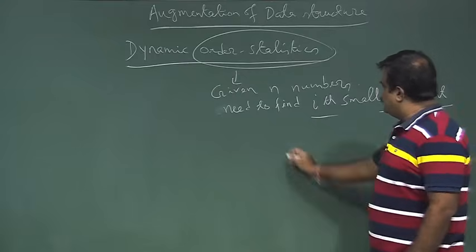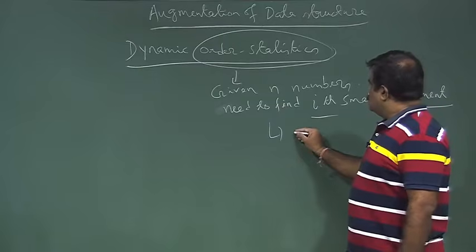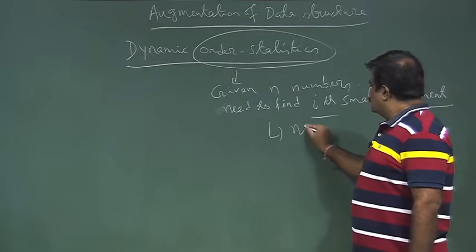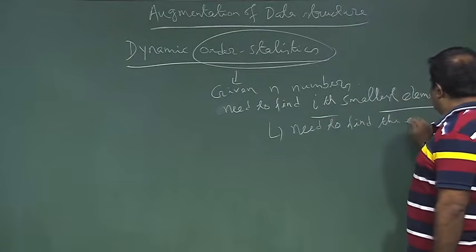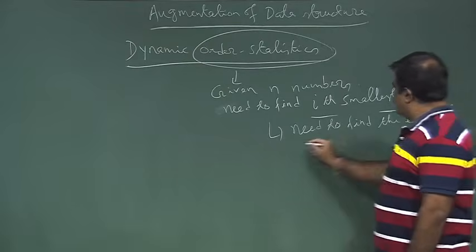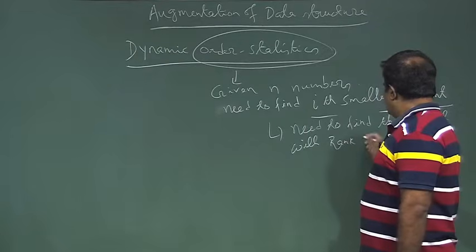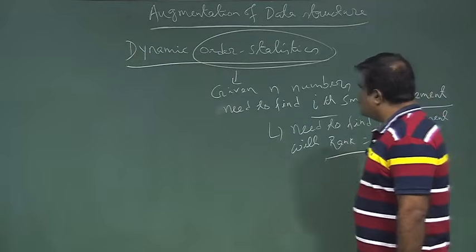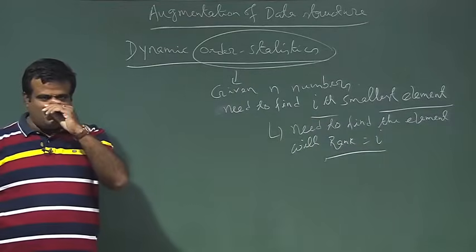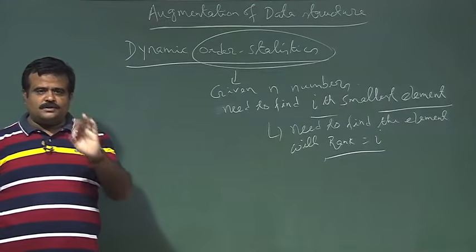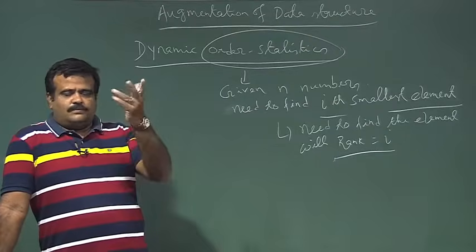That means we need to find the element whose rank is equal to i. Rank of an element means, given the array and an element, the rank is the position of that element in the sorted array. So if you sort it, it is the position of this element.